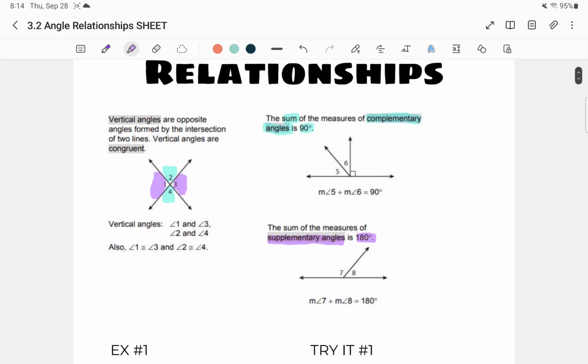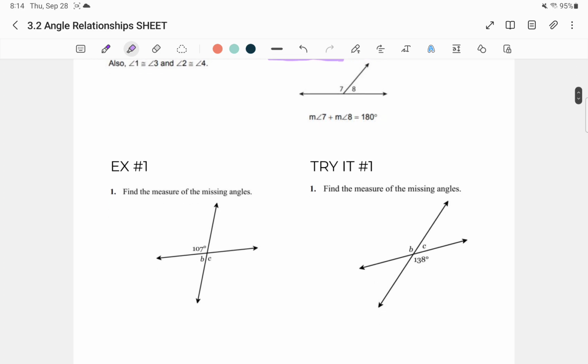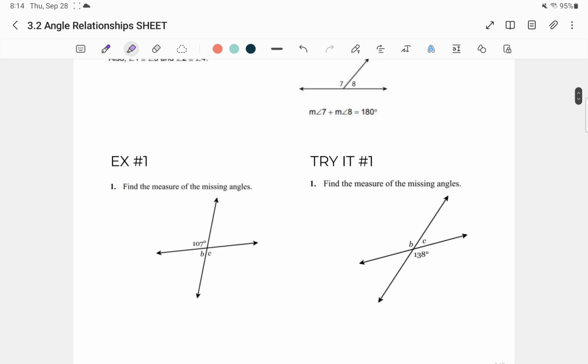All right, so let's look at example 1. The first three examples, there are no equations involved, just straight up numbers, and you can have a calculator if you need it. It says find the measure of the missing angles. We're going to look at the vertical angle first. If this is 107, the angle opposite or vertical to 107 is angle C. So C is 107 degrees as well.